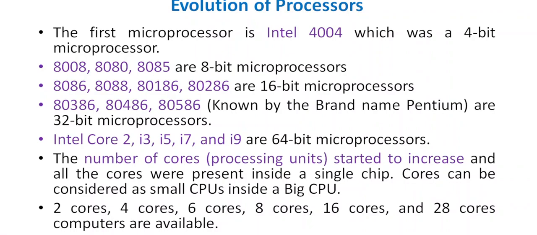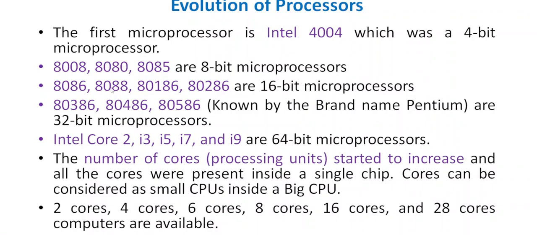Evolution of the processors. The processor started with the Intel 4004, which is considered a 4-bit microprocessor. In simple terms, an n-bit microprocessor means you can read and write n bits at a time. So the first one was the 4-bit microprocessor.